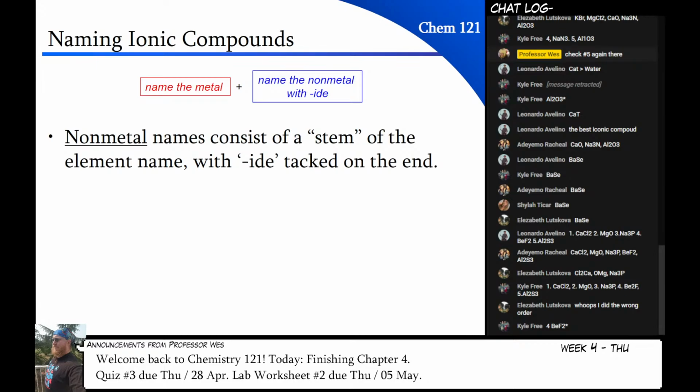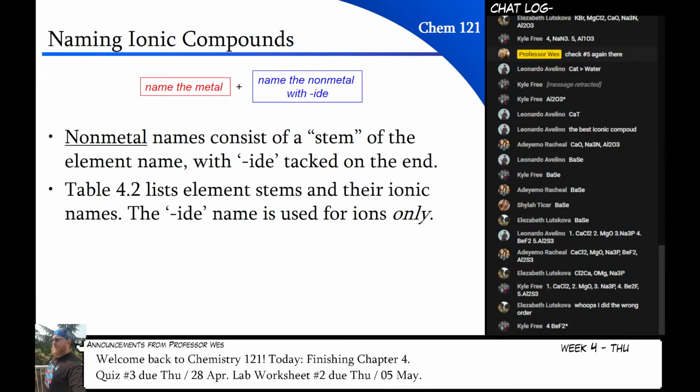So the next thing we're going to do is name the non-metal. The non-metal is just whatever element is off the periodic table, but you're going to tack the letters "ide" on it after you've replaced some of the letters in the element's name. And you've probably already heard these names before. So you've heard of oxygen and also oxide, right? And so we're going to replace element names with what are called stems. So the stems are in your textbook. They're in table 4.2.